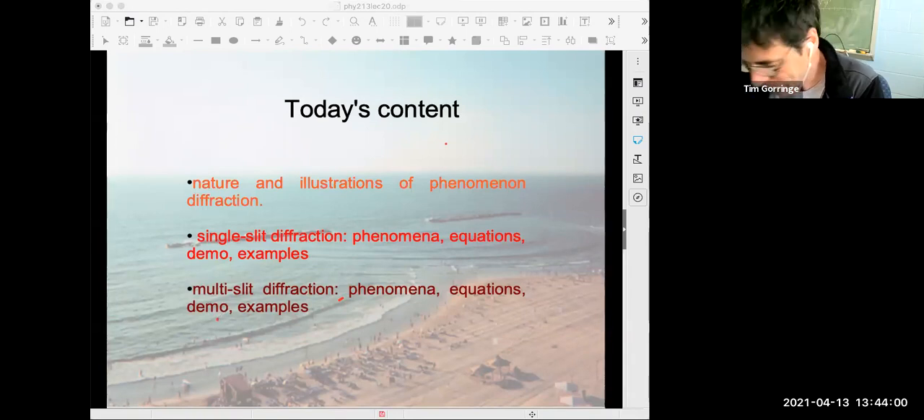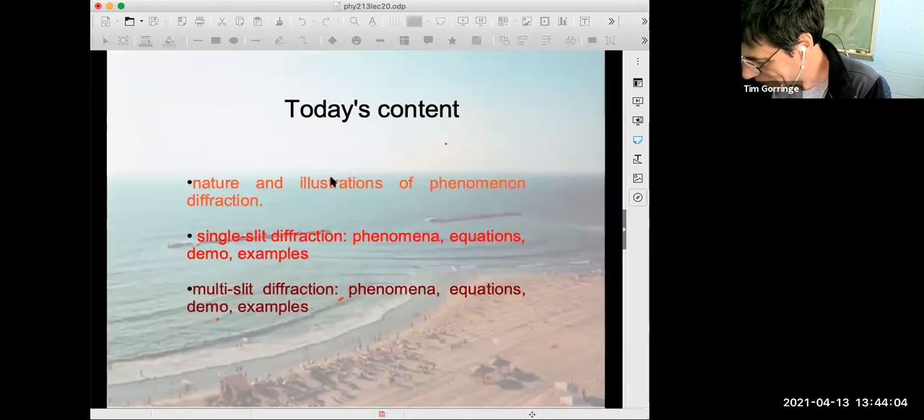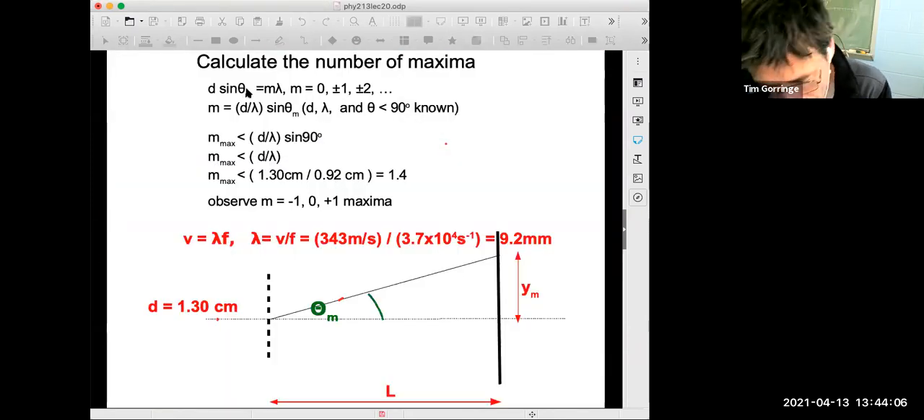Okay, so the question is, how many maxima are there? If I can get back to it. How many maxima are observable? How many maxima can you see with this diffraction grating and this ultrasound? Well, this is how I figure that out. It's actually not hard.